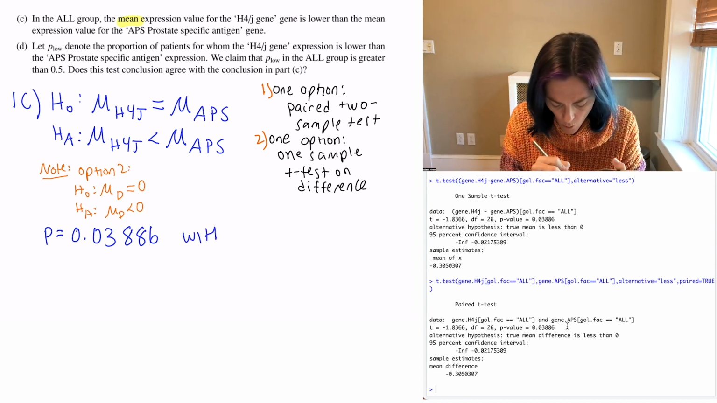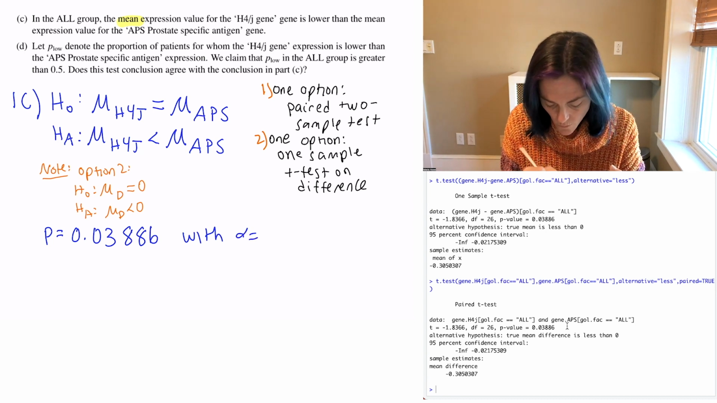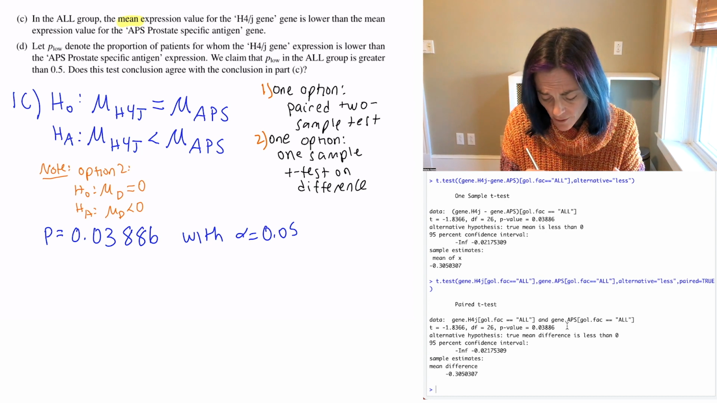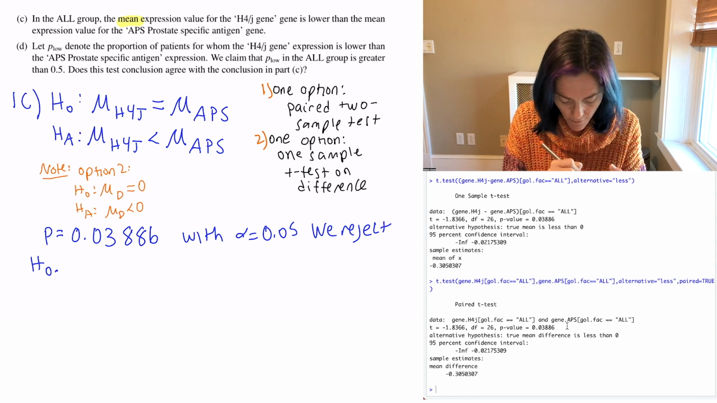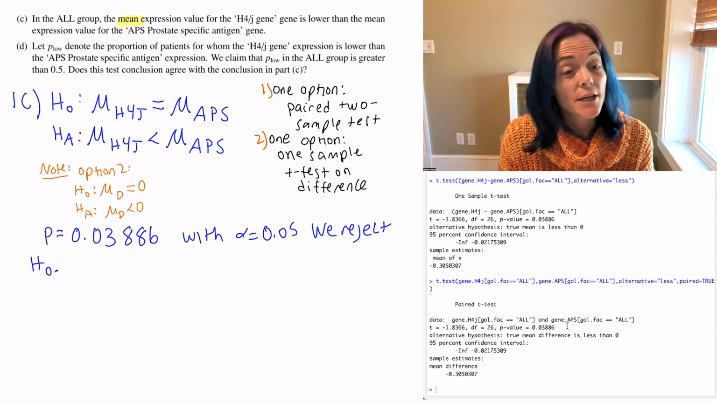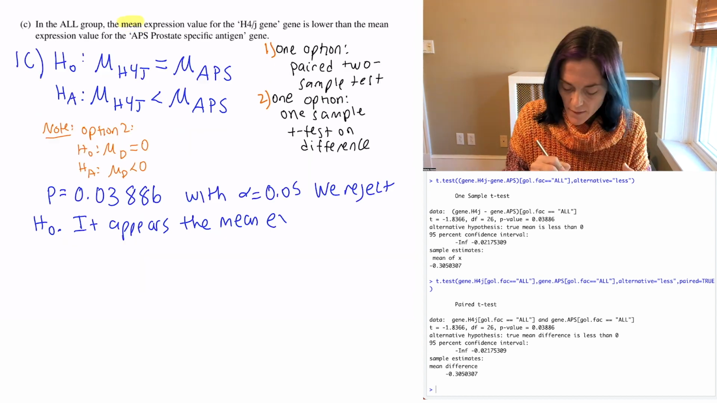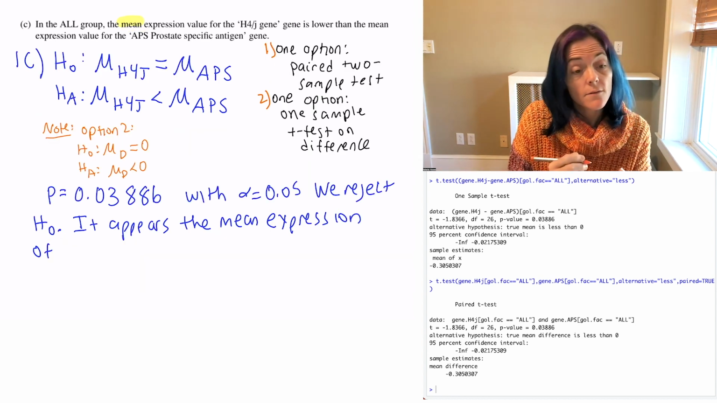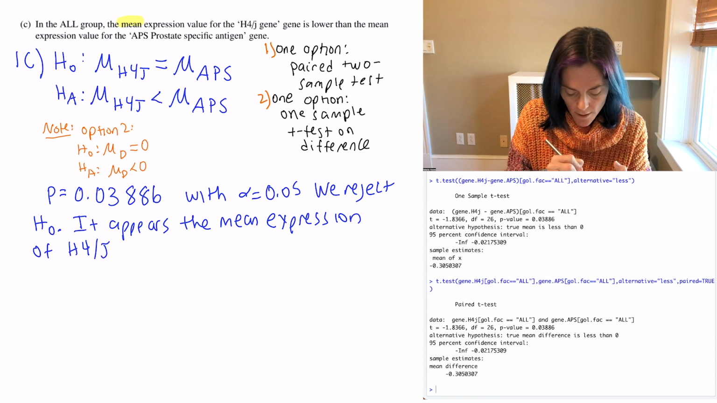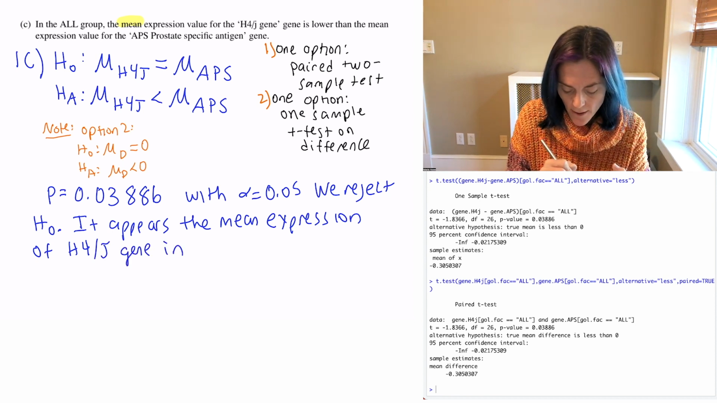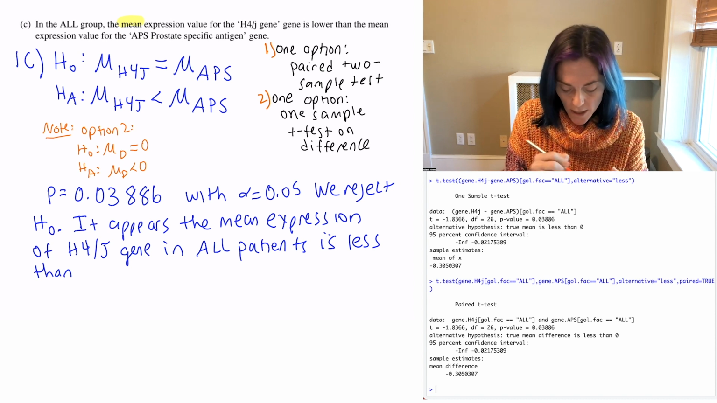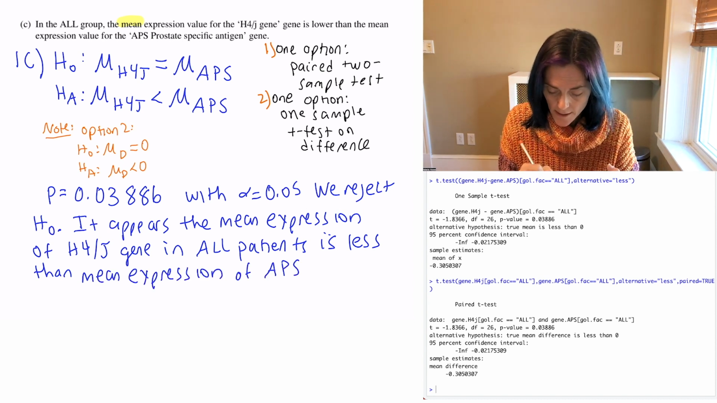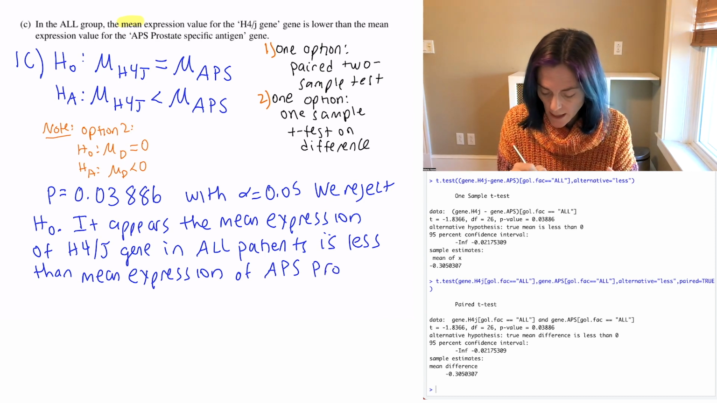Okay, now with alpha equals 0.05, you notice my p-value is less than this, so we reject H0. Our conclusion is that the mean expression of the H4J gene in the ALL group is less than the mean expression of the APS, prostate-specific antigen.